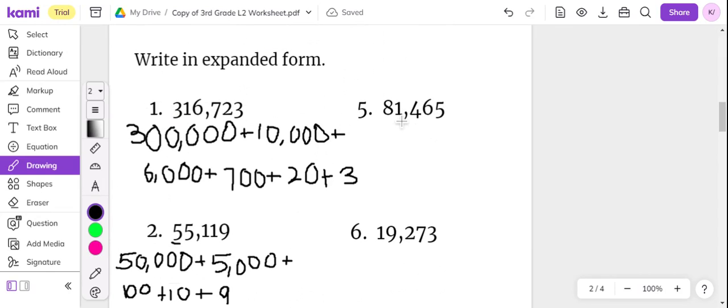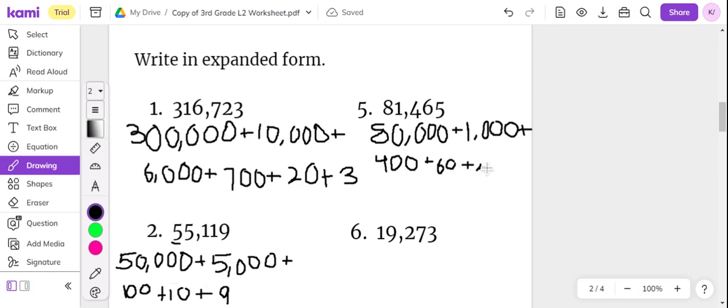Number 5, we have an 8 in the 10,000s place, so 80,000 plus 1,000 plus 400, because a 4 is in the hundreds place, plus 60, because of that 6, and then plus 5.